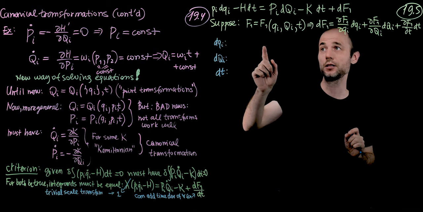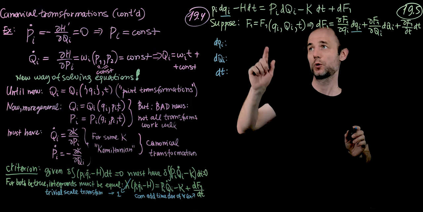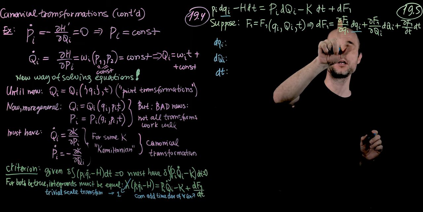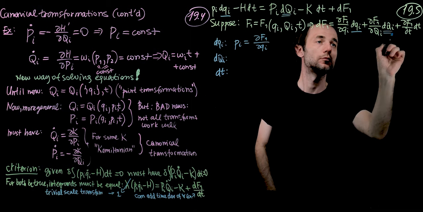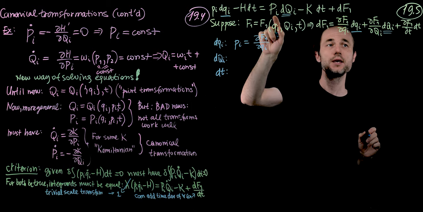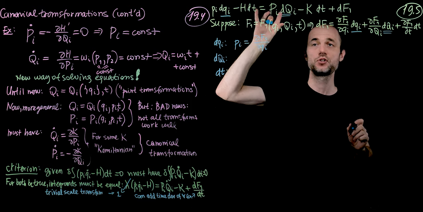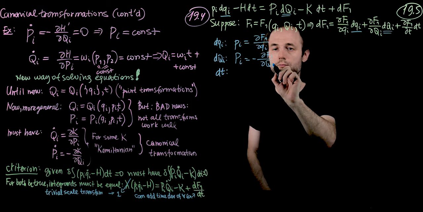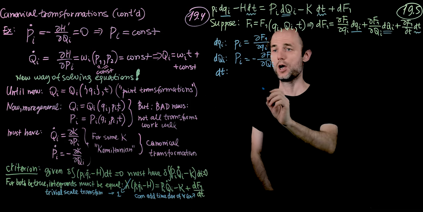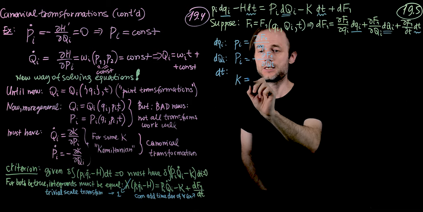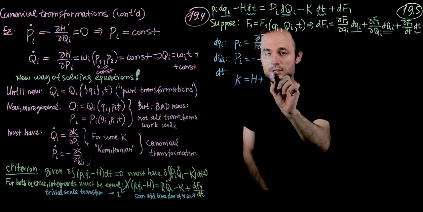So for dqi little, we're going to find it right here and right there. So what we have is that pi is equal to dF1/dqi. Okay, so what about the capital Qi? So here we have that capital Pi is equal to minus dF1/dQi, because both of them are added on the same side and there is a zero on the other one. And finally, we also have the time. So here, we're going to get that the new Hamiltonian is equal to the Hamiltonian plus dF1/dt.